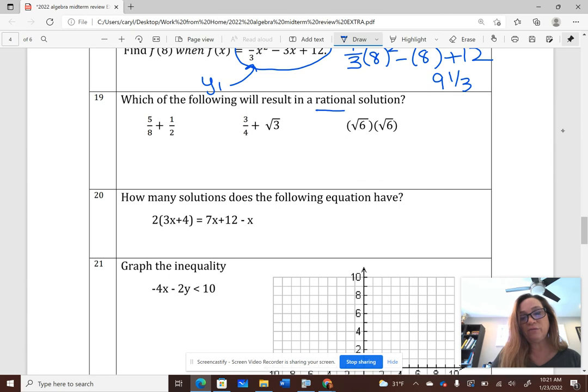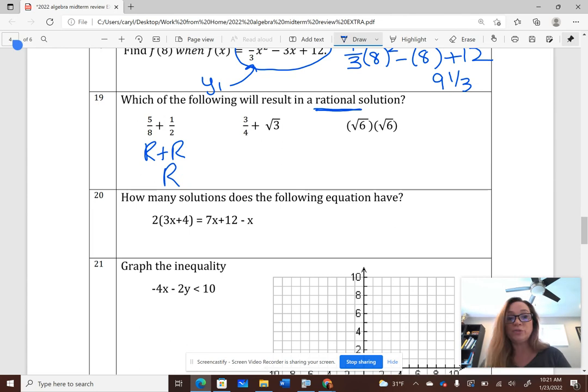Which would result in a rational solution? Well, definitely the first one, because rational plus rational is always rational. The set of rational numbers is closed. Okay. You can also just use your calculator to double check that.